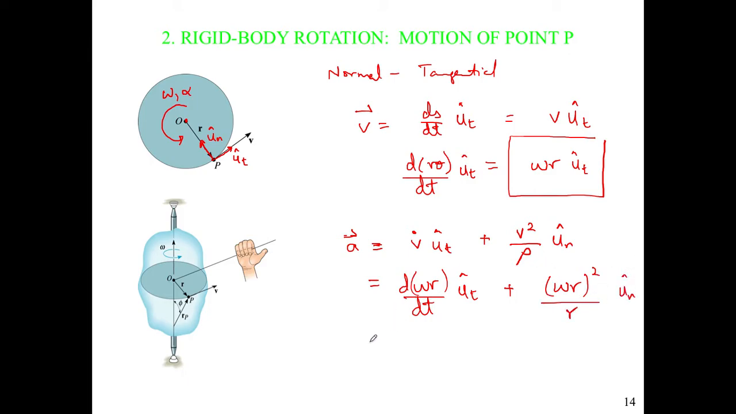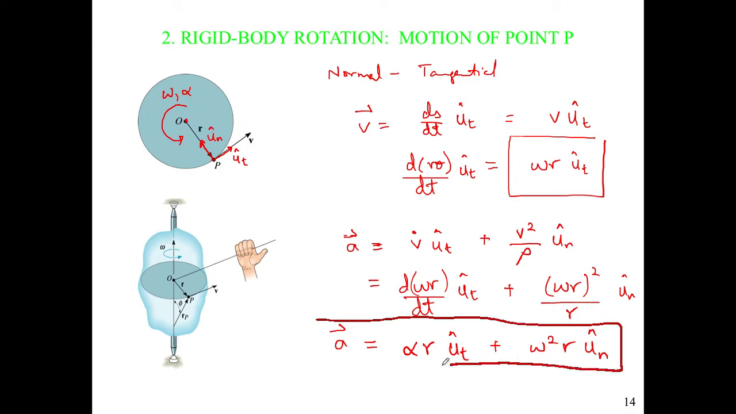So simplifying all of this, again noting that the differentials of r are all 0, r is not changing in length, so I just get what? Omega d omega by dt, so that's alpha times r in the tangential direction plus, simplifying this, omega squared r in the un direction. Now comparing this, we can see that we're actually getting the same stuff back whether we consider the normal and tangential components, or we consider the polar coordinates.